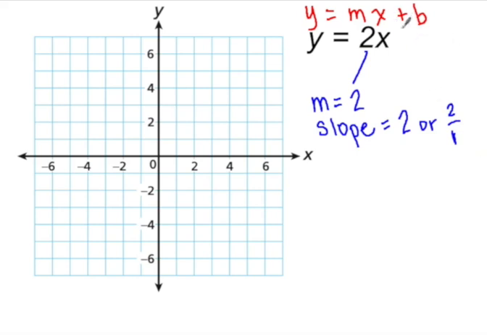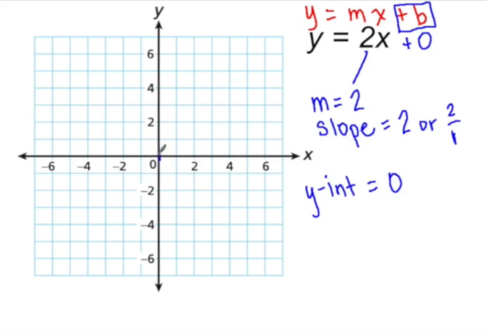Now when I'm considering this equation, y equals 2x, I notice that nothing is added. So I can assume that I could add 0 without changing the equation. So that means that my y-intercept for this equation is 0. So now let's use this information and graph this linear equation.